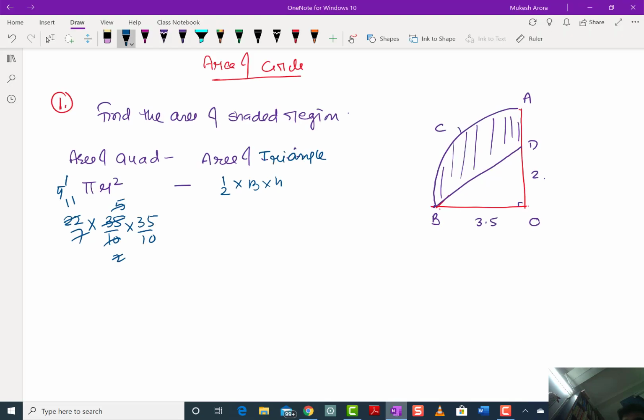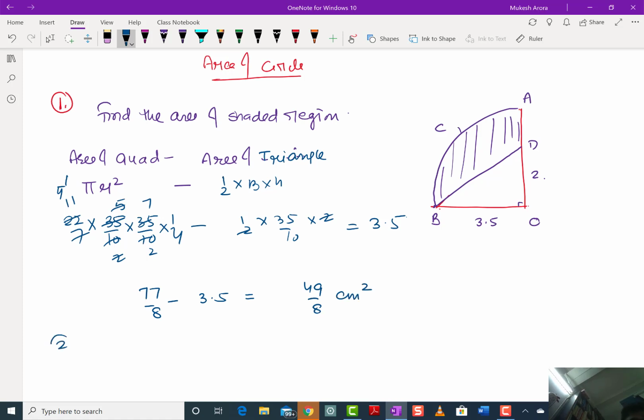One by 4 into 1 by 4 minus half into 35 by 10 into 2. This will be 3.5 and this will be 7 into 77 by 8 minus 3.5, 49 by 8 centimeters. Question 2.